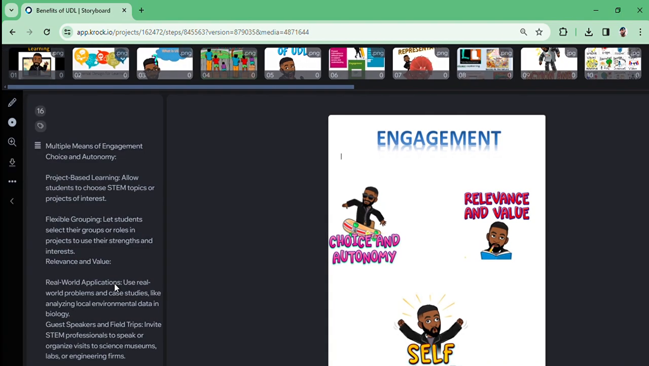All right, as it relates to choice and autonomy, we can have the students use flexible grouping, so the students are allowed to sit in a group of their choice, or they may choose a particular role in the group to enhance their strength and interest. We may have students carry out project-based learning where they choose a particular topic and carry out a project based on their interests, right?